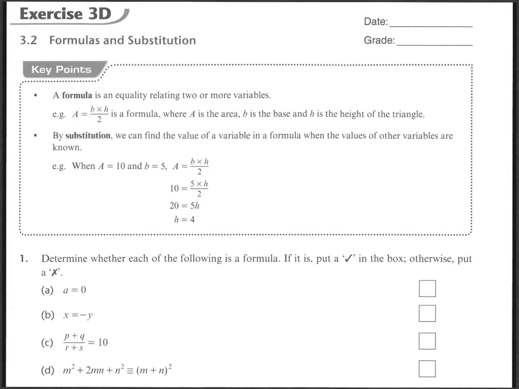In this video, you're going to learn two terms. One is called formulas and the other one is called substitution. So let's start with formula first. Formula is something not new to you.